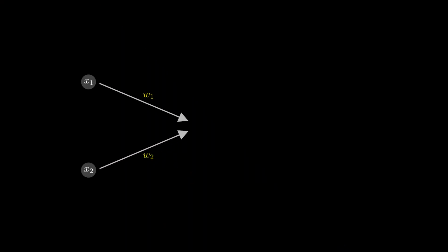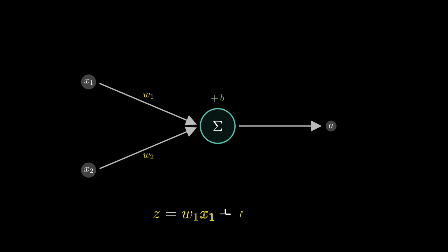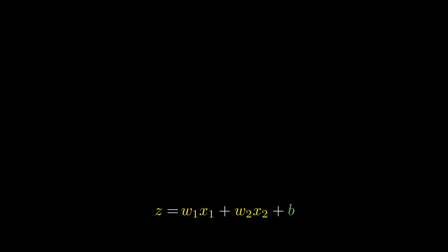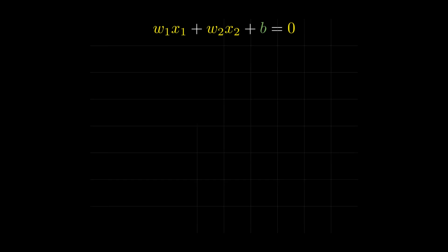Strip away the biology, and a neuron does something almost boringly simple. It takes your inputs, here, two numbers, x1 and x2. It multiplies each by a weight, w1 and w2, adds them up, and adds one more number called the bias, b. That single value, w1 times x1 plus w2 times x2 plus b, is the whole computation. We'll call it z.